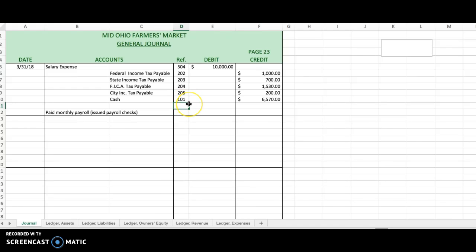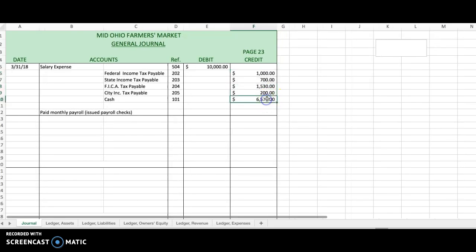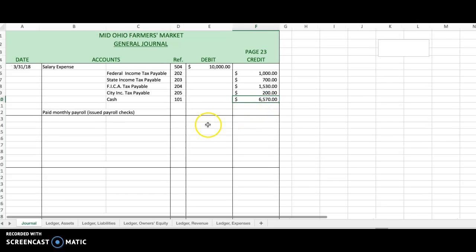You should know how to post by this time, so it's not a difficult process to post, but it's important to understand a couple things. One is these are all deductions from employees. It's really their money, and we're holding it, and eventually we're going to pay it. And we do pay at this time on March 31st, $65.70, because that's their net pay. So cash goes down by that amount.